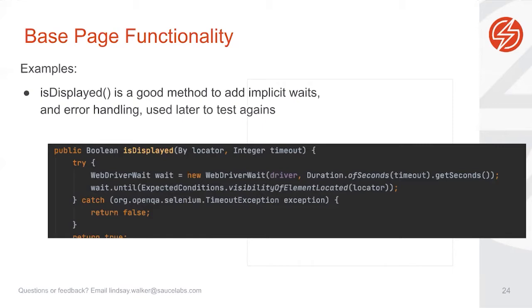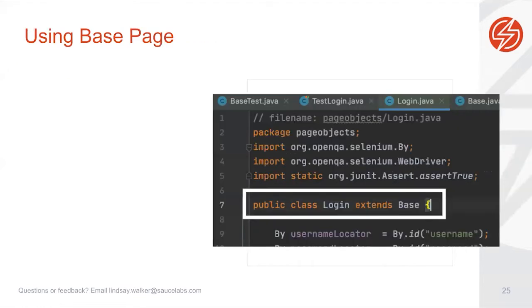The isDisplayed method that is defined here, it's a good place to add implicit waits, because if you add it in your test, this is a lot of complexity that's kind of hard to read when someone's saying, what is my test actually doing? Just like you extended base test, your page objects will extend the base page.